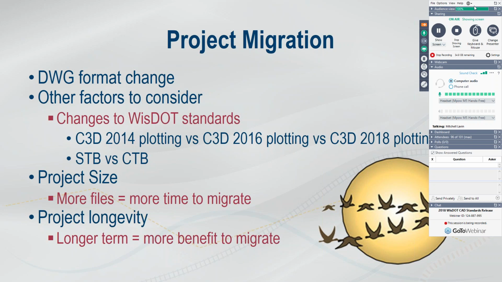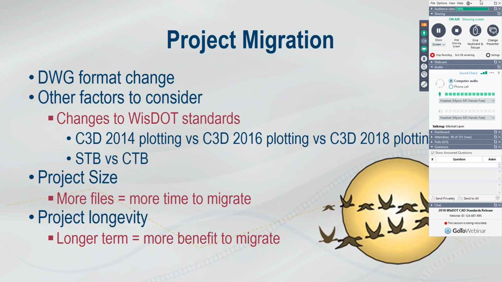You could have Civil 3D 2014 drawings and 2016 drawings intermingled in the same project, and the data shortcuts would still function. This is speaking strictly from a Civil 3D version, DWG version perspective. There are also other factors at play.